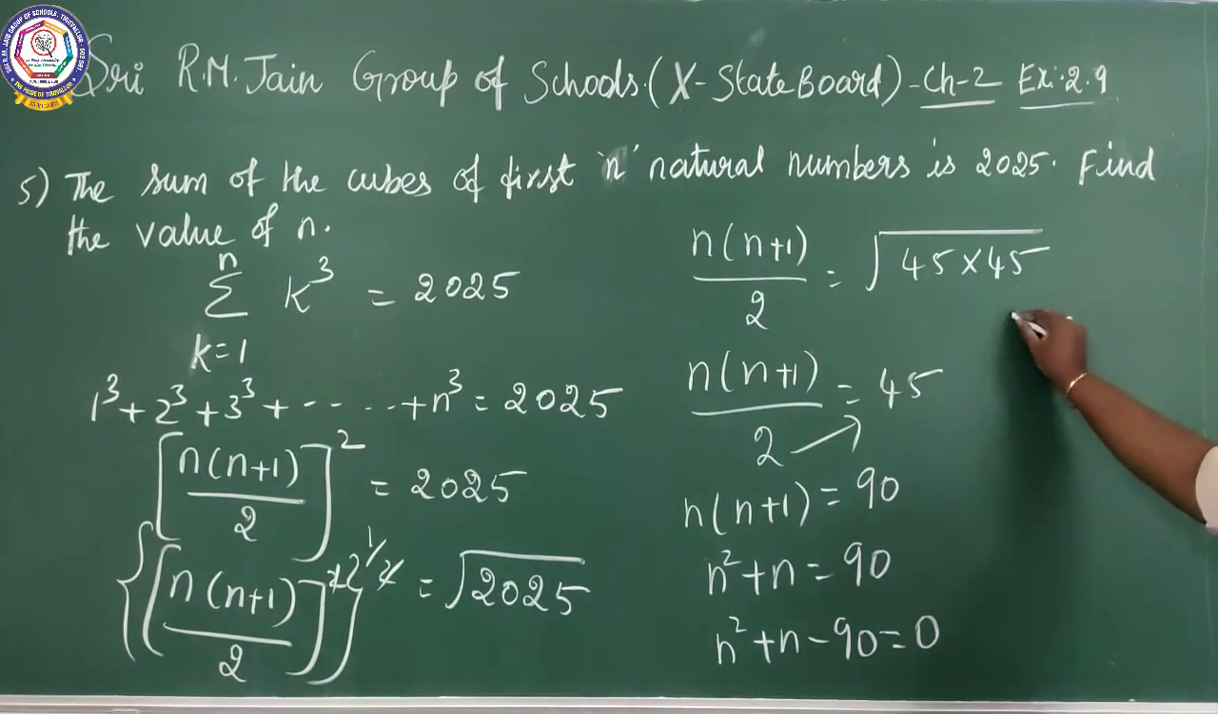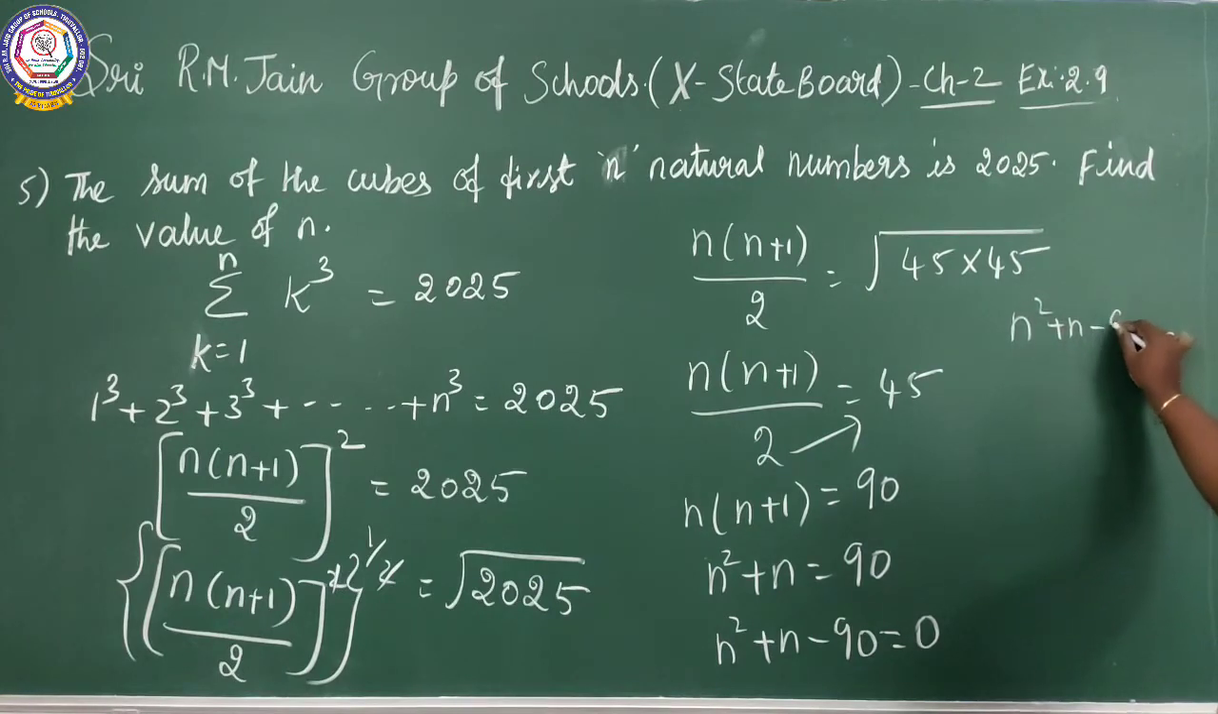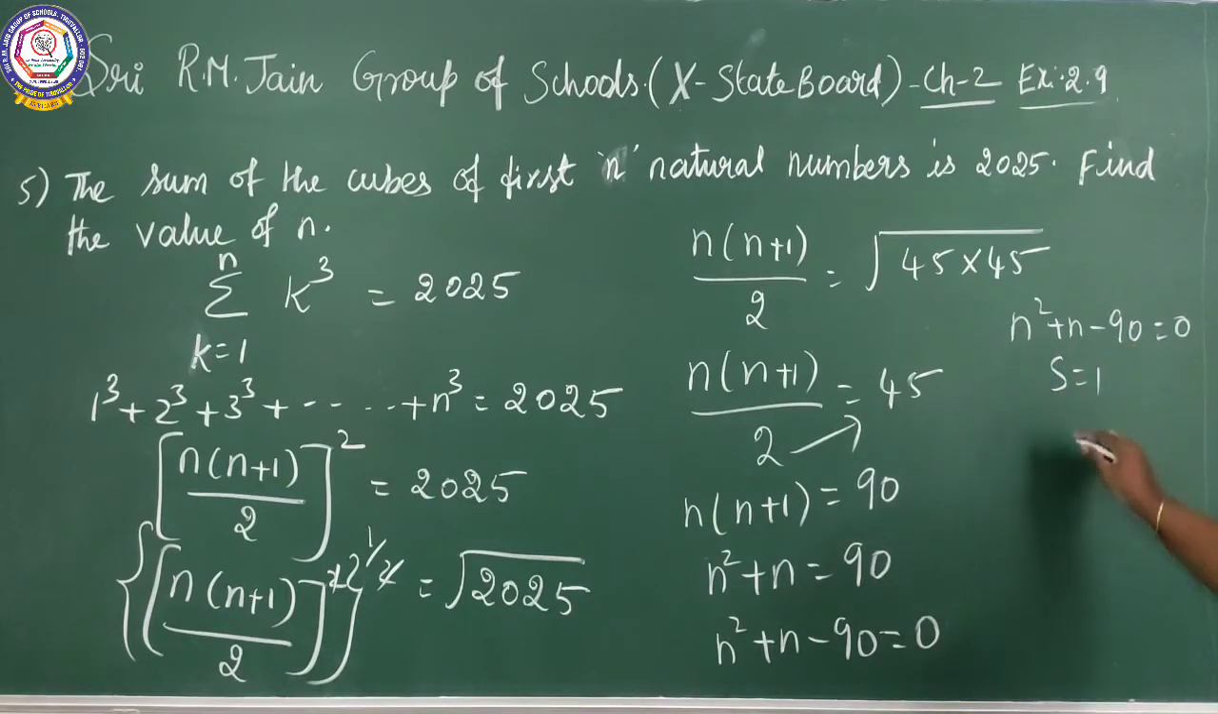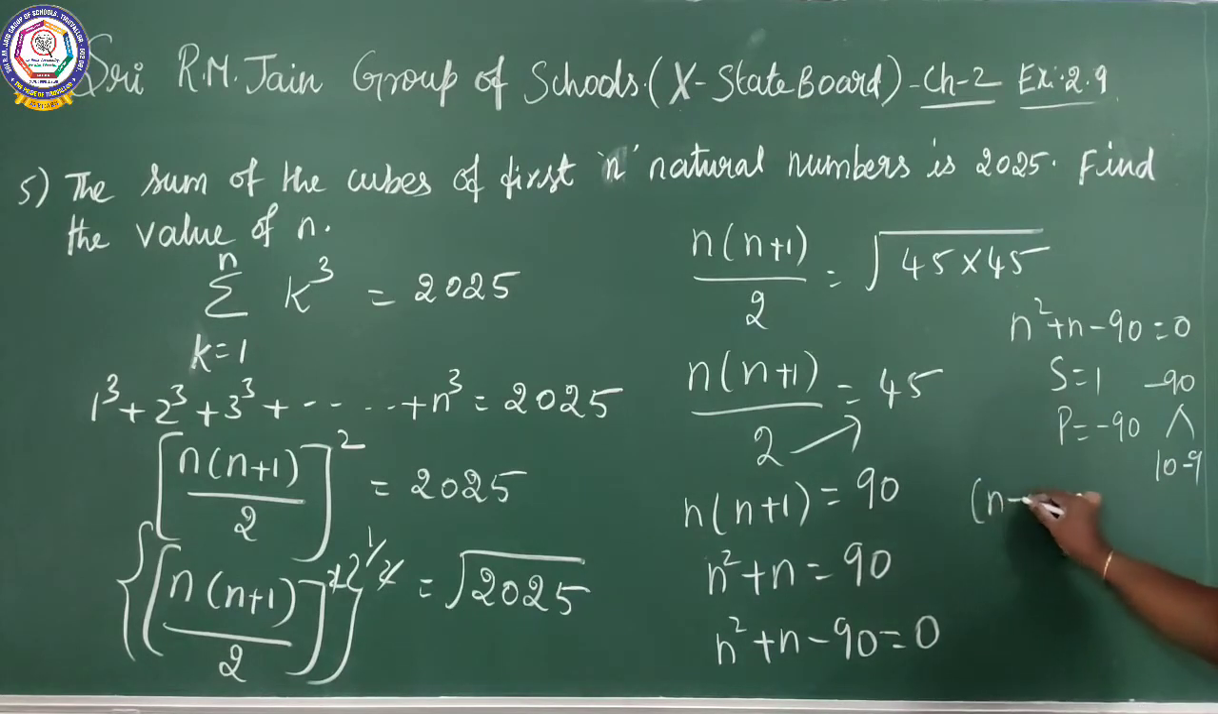n square plus n minus 90 equal to 0. Sum equal to 1, product equal to minus 90. 10 nines are 90. The sum is a positive value, so you can put minus 9. So 10 into minus 9 is minus 90. So (n plus 10) into (n minus 9) equal to 0.